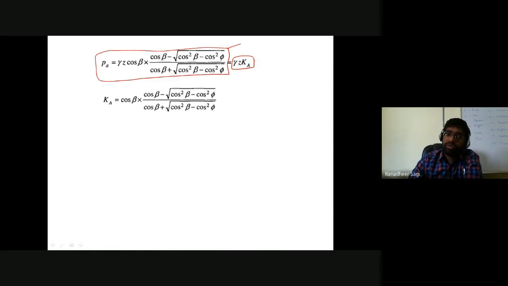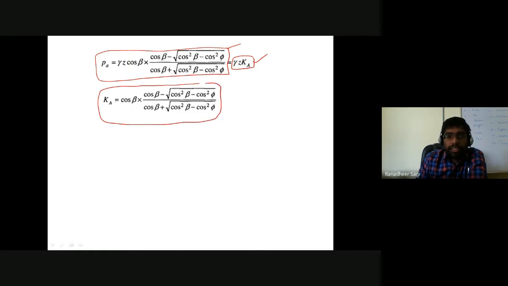Now here also, though your backfill is inclined, we are still writing the generalized expression the same. But what is Ka? The expression for Ka is cos beta into cos beta minus the square root of cos square beta minus cos square phi, divided by cos beta plus the square root of cos square beta minus cos square phi, where beta is the inclination of your backfill material with the horizontal, and phi is the angle of shearing resistance of that particular soil.